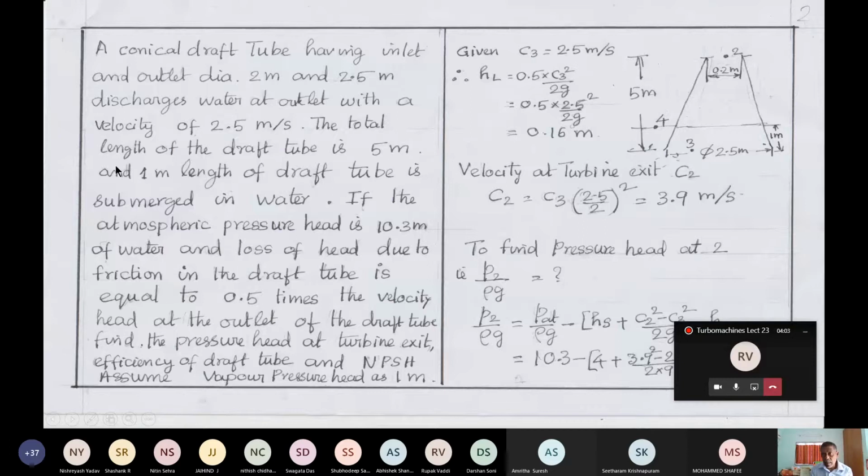Okay, so you have a draft tube, the height is given, it is submerged in water for 1 meter. Then the final velocity at exit is 2.5 meters per second. Now first you can calculate the head loss because it's not directly given, it is given as a fraction of the exit velocity head. Exit velocity head is C3 square by 2g.